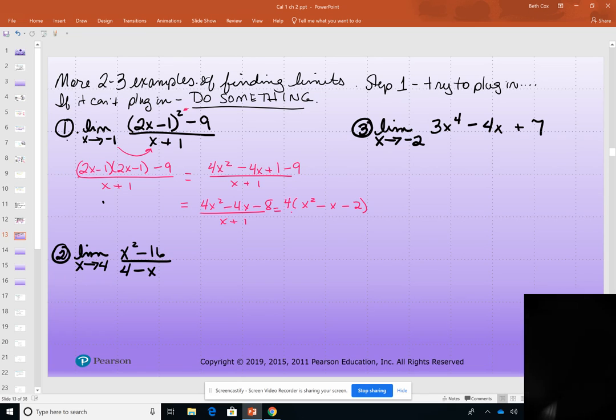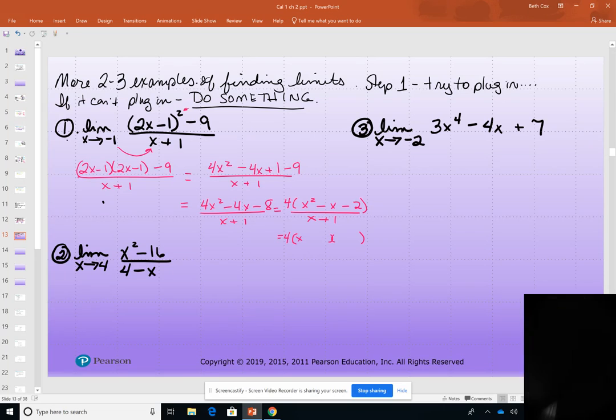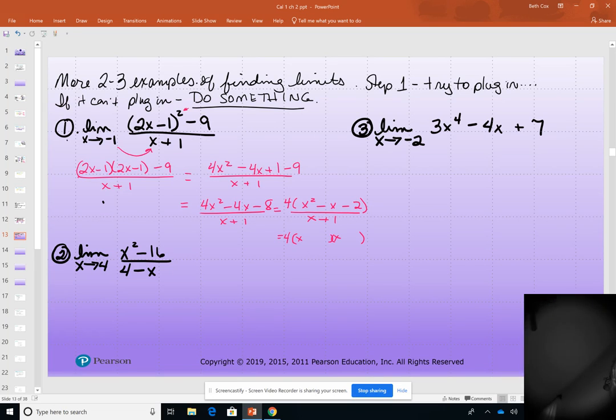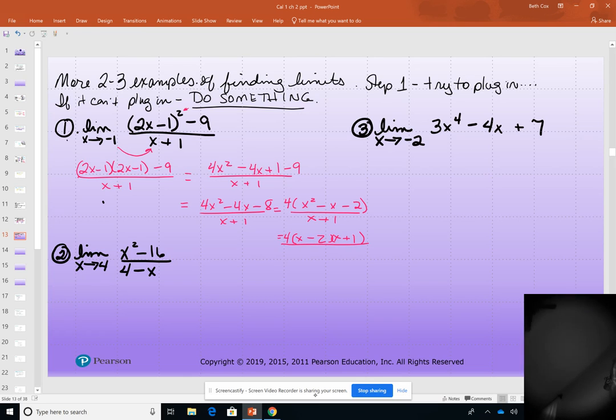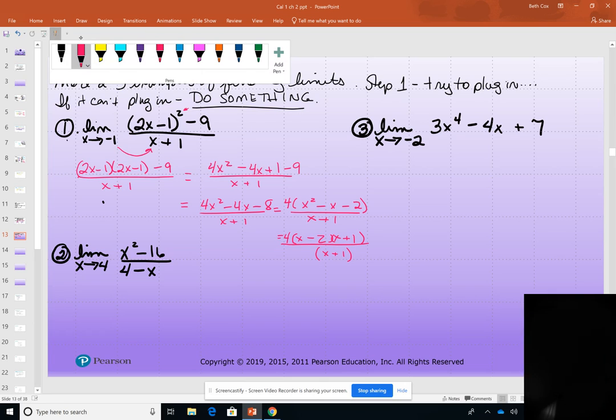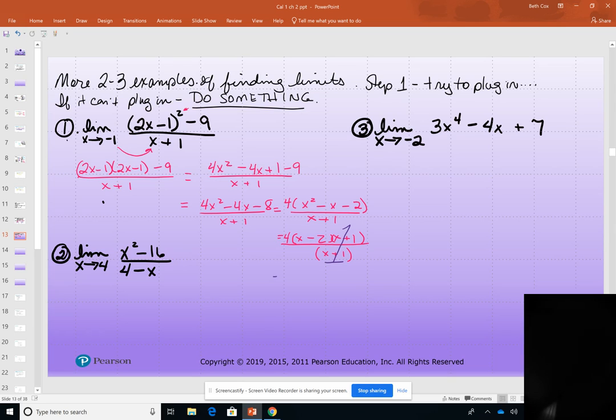Okay, so again, we're just doing something. I'm going to keep factoring. Let's see. An x there and an x there and a minus 2 and a plus 1. And voila, there we go. What happened? Well, when I got that numerator all factored out, I have a common factor of x plus 1. So that divides out, or some people say it cancels. And then that's going to give me 4 times (x minus 2).